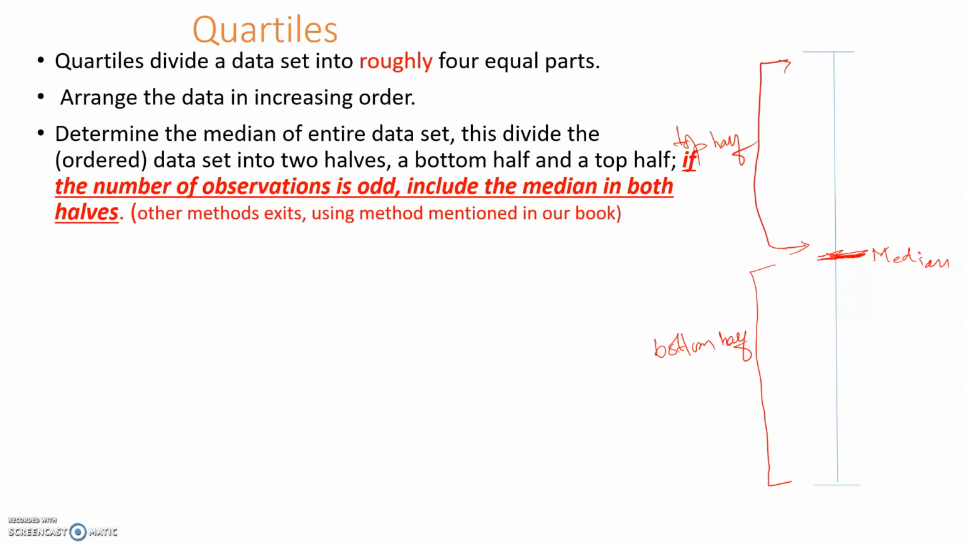Now, the question that comes to mind immediately: okay, you have divided your data into 2 halves. What is the status of this median? Does this median belong to the bottom half, or does it belong to the top half? This is the question I'm about to answer now. You have to decide this by looking at the number of observations. If the number of data values is odd, this median belongs to both the halves. It belongs to the bottom half, and it also belongs to the top half.